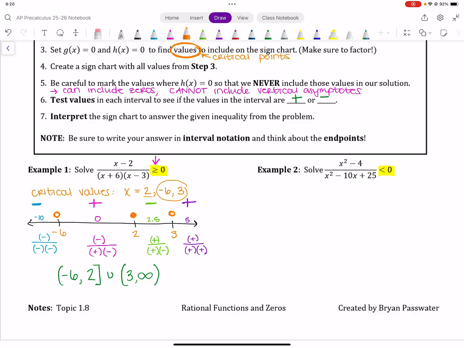So when we factor that, the numerator is a difference of squares, so we end up with x minus 2, x plus 2, and the denominator, we want to look for what multiplies to 25, adds to negative 10. That would be x minus 5 squared, or x minus 5 times x minus 5, which means our critical points, or our critical values, are going to be 2, -2, and 5. So once we have identified our critical values, we can go ahead and set up our sign chart.